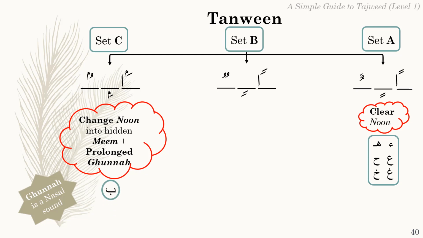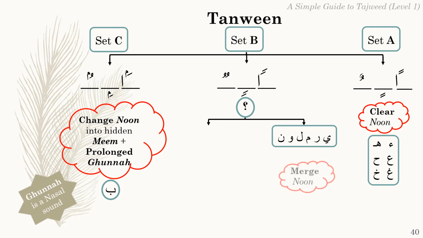But in set B, we cannot directly decide as in set A and set C. We have to check the letter that follows the Tanween to decide how we will pronounce Noon Sakina of Tanween. If the following letter is one of the letters Ya, Ra, Mim, Lam, Waw, or Noon, gathered in the word Yarmulun, we merge or mix the Noon Sakina of the Tanween into the following letter.